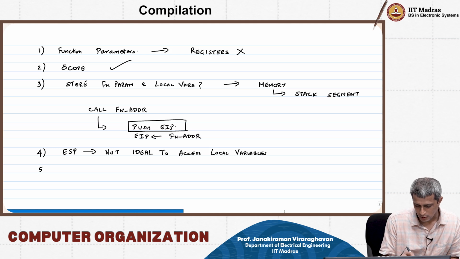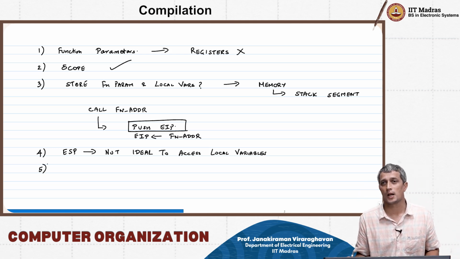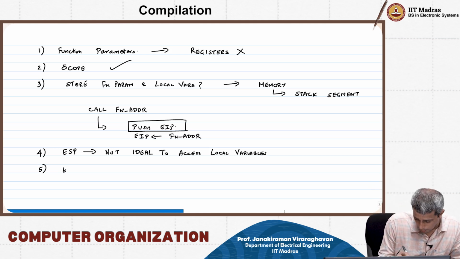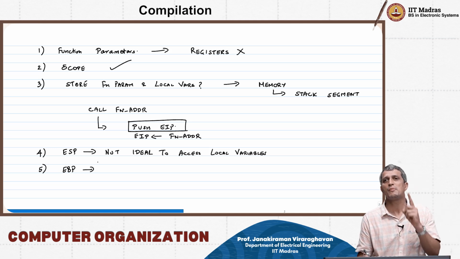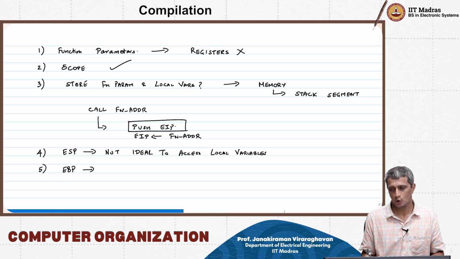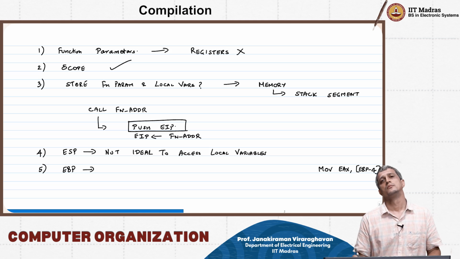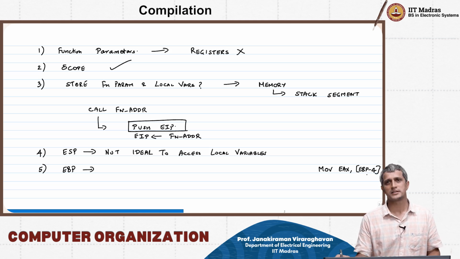Okay. Then what do I use? Remember, I told you there was another register which was called the base pointer. EBP was specifically meant to allow random access from the stack. So, for example, I would want to be able to do instructions like this: MOV EAX, comma, contents of EBP minus 4. I am accessing the data from the stack randomly using EBP.